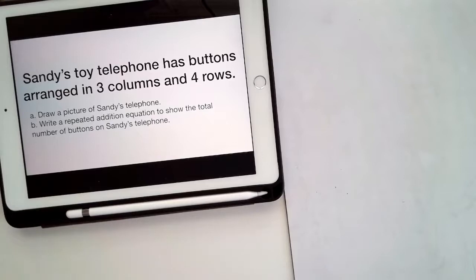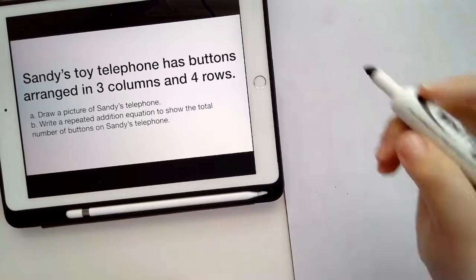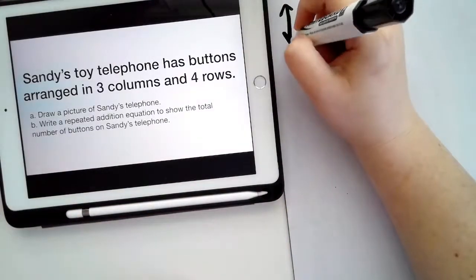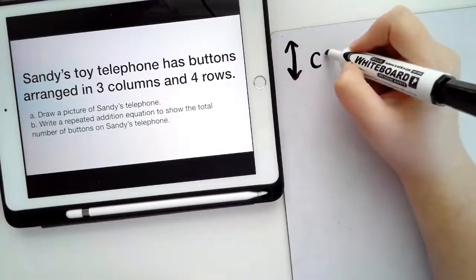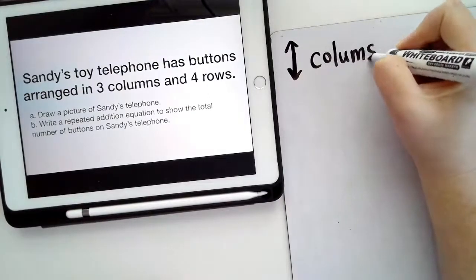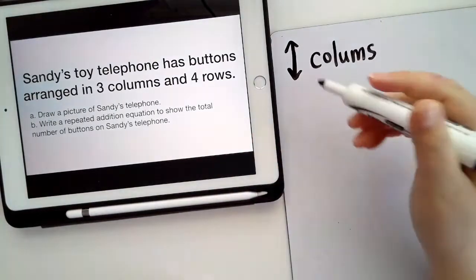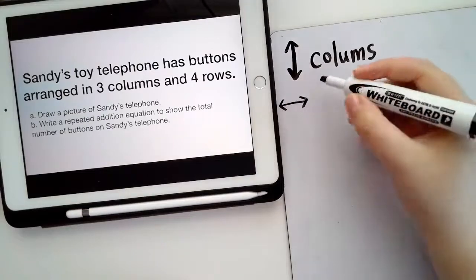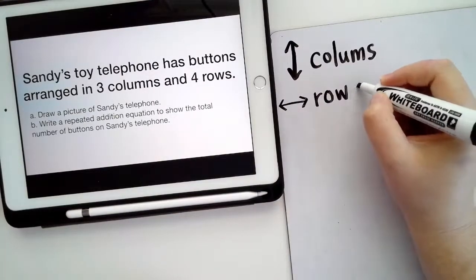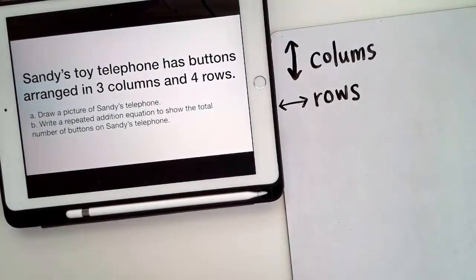What we know is that there are 3 columns and 4 rows. If we don't remember, columns go up and down, okay? So columns go up and down. Let me write that down. And if columns go up and down, rows are the ones that go side to side. Something that's going to help me is that I'm not going to draw her phone first. I'm going to get an idea of how the buttons are going to look.